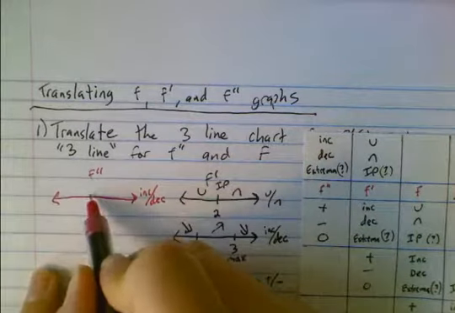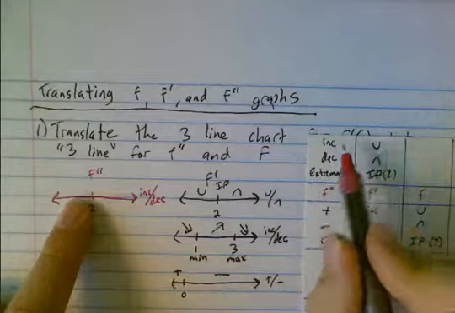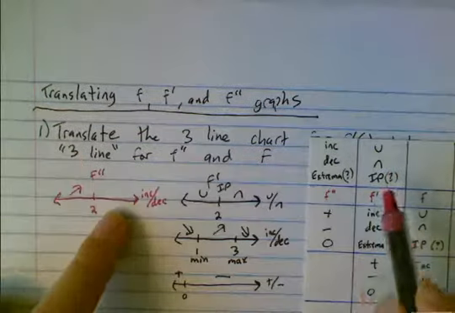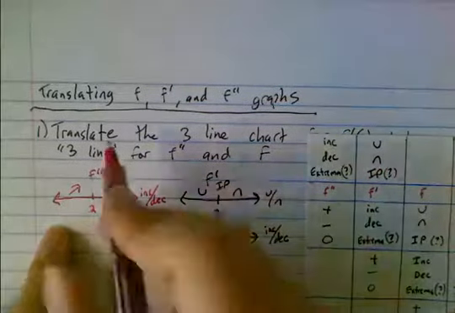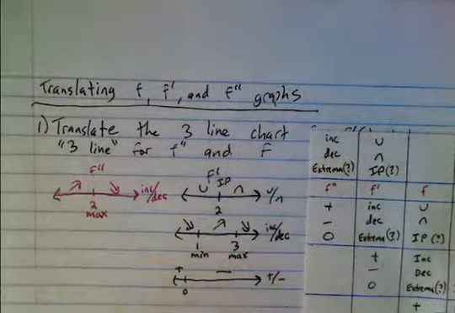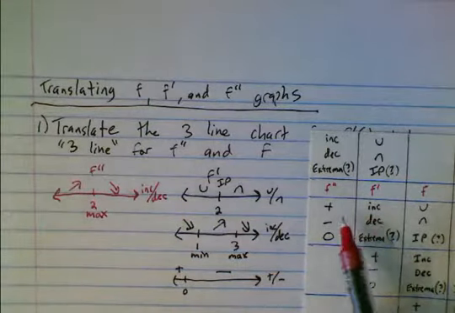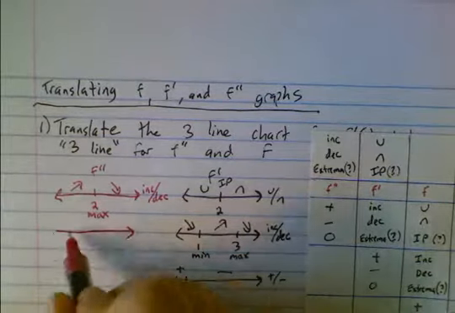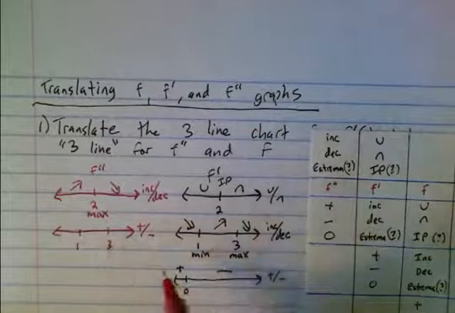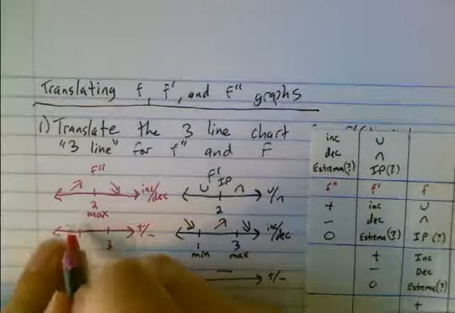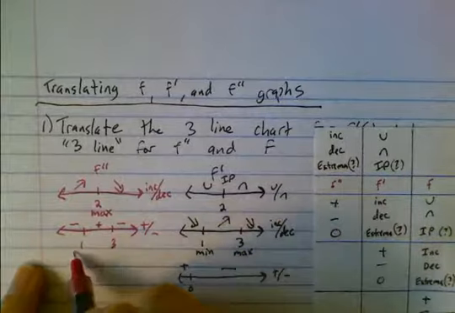So at 2, on this side, concave up translates into increasing. On this side, concave down translates into decreasing. We can see there's a relative maximum at 2. Now we can do a similar translation. Increasing, decreasing in f prime becomes positive, negative in f double prime. Decreasing translates to negative, increasing to positive, decreasing to negative, and these are zeros.